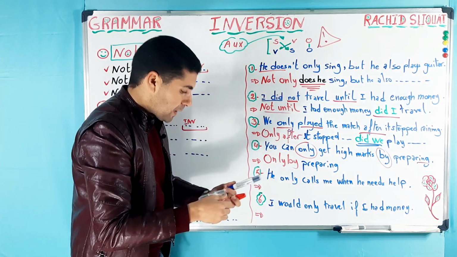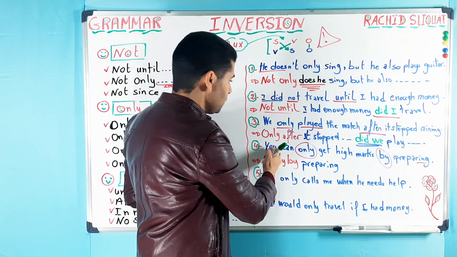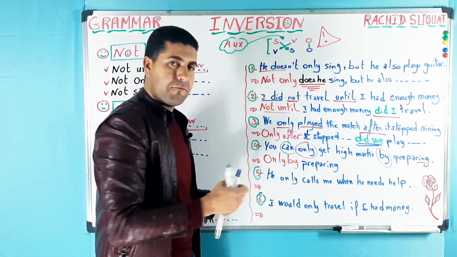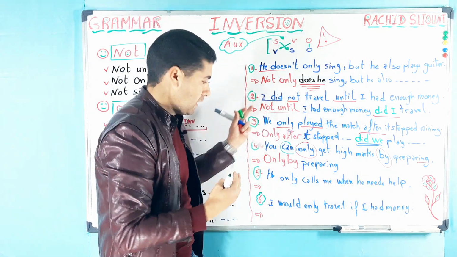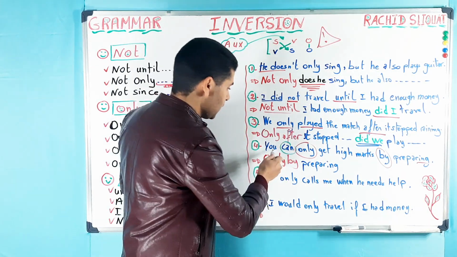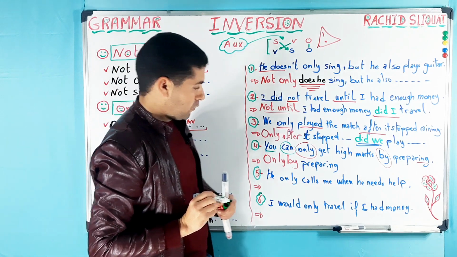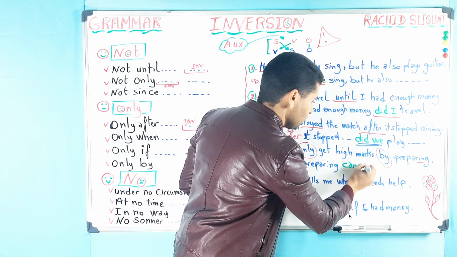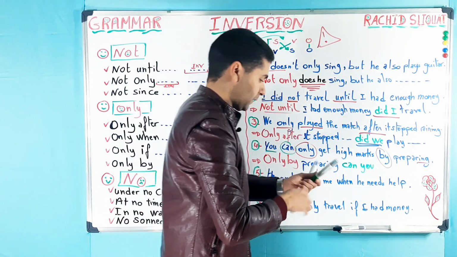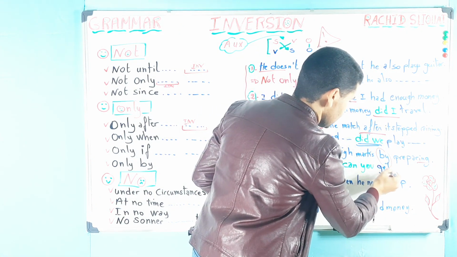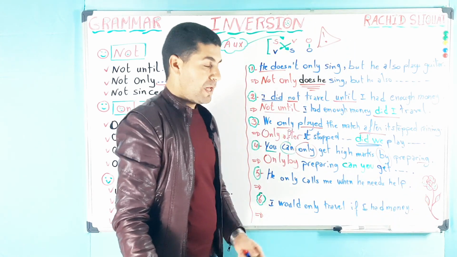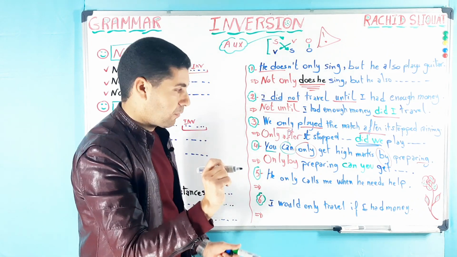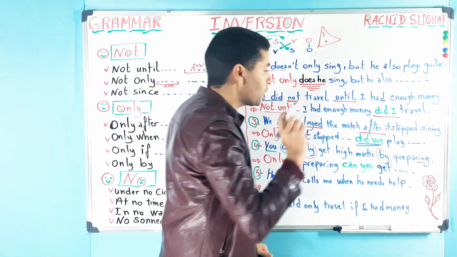Only by preparing. Here we have you can get. So we have the modal verb can functioning as an auxiliary. So we are going to inverse it with you. So here we are going to say, only by preparing can you get high marks. Can you get high marks? Full stop. Even if we have inversion here, we don't put a question mark because it is a sentence. So full stop. All right.